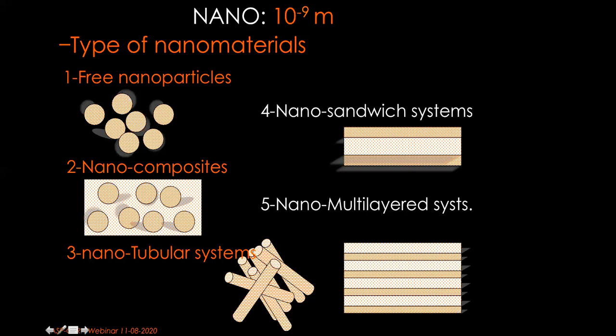Generally speaking, a nanomaterial is defined as nano if one of its dimensions is at the nanoscale, that is, if one of its dimensions is less than 100 nanometers. This is the IUPAC and the IUPAP definition of a nanomaterial. Any material that has a size smaller than 100 nanometers is a nanomaterial.